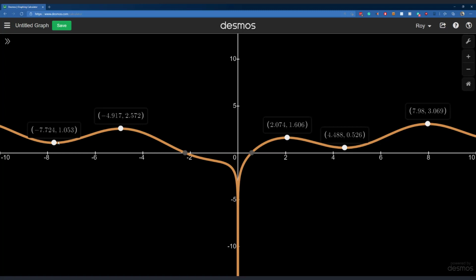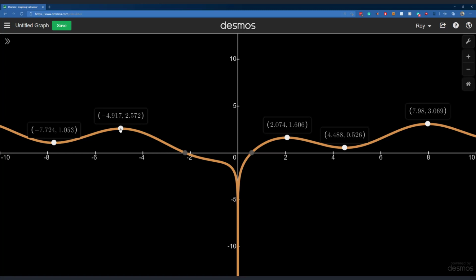So each of these is either a local max or a local min. For example, negative 7.724, 1.053, that's a local minimum because to the left and to the right of that point, the function exists, and it's the lowest such point locally. If I zoomed in there, it would be the lowest such point.